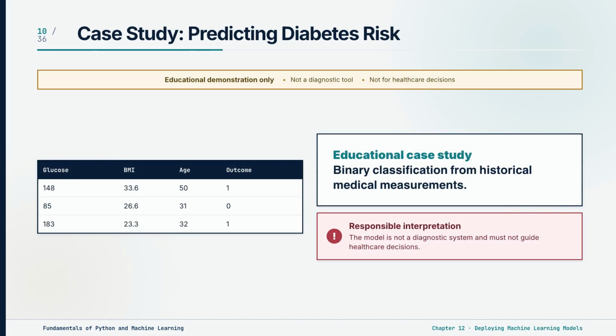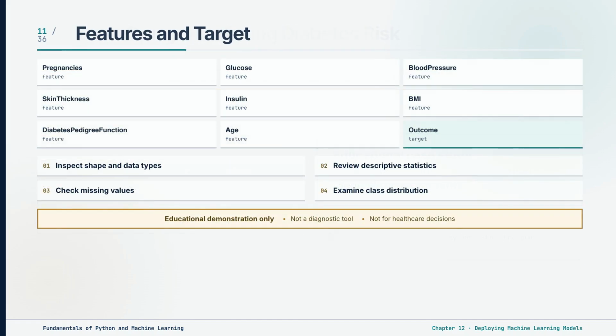The chapter demonstrates deployment through a diabetes prediction case study. The dataset contains medical diagnostic measurements collected from adult female patients of Pima Indian descent. The objective is to predict a binary outcome associated with diabetes. This example is useful for teaching data preparation, classification, probability, and deployment. However, it must be treated as an educational demonstration only. A classroom model trained from a limited historical dataset is not a medical diagnostic system and must not be used to make healthcare decisions.